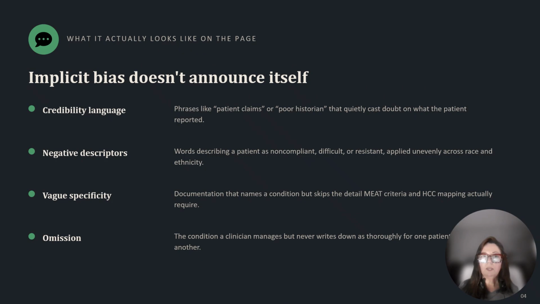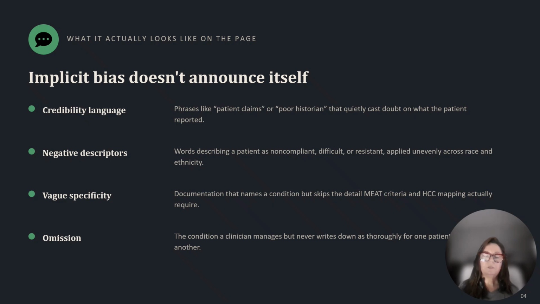What does implicit bias in a clinical note actually look like? Rarely is it something that's overt. It's credibility language, phrases like "patient claims" or "poor historian." They plant a small seed of doubt about what the patient reported. It's negative descriptors, words like "non-compliant" or "difficult," that are applied unevenly. So also things like vague specificity, where a condition gets named, but it's not detailed enough to meet the criteria.